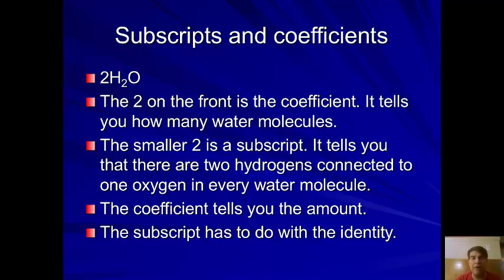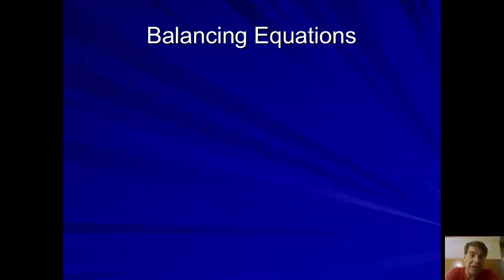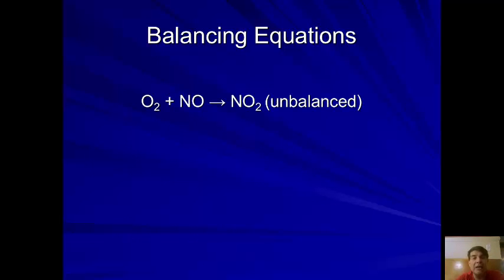Okay, that's all preface. Now we get to what this video was allegedly about in the first place, which is balancing equations. So this is an unbalanced equation. Why is it an unbalanced equation? It's an unbalanced equation because I have more oxygens at the beginning in the reactants than I have oxygens at the end in the products.